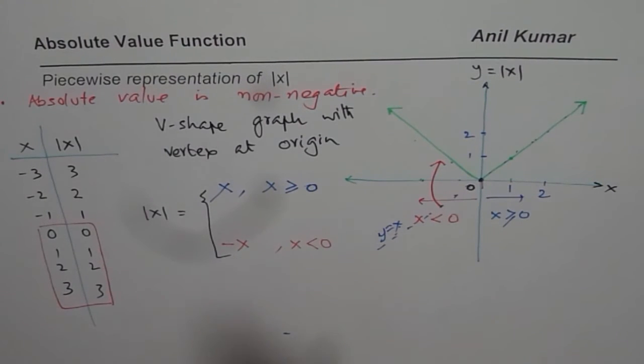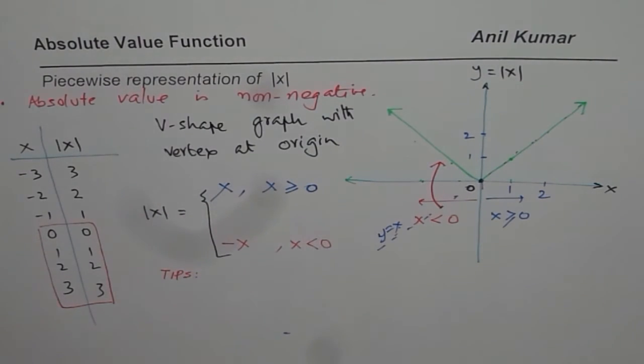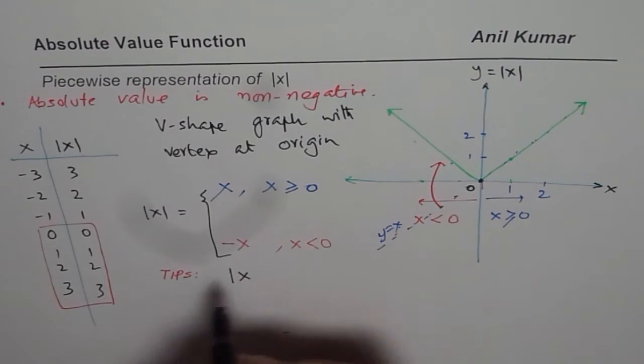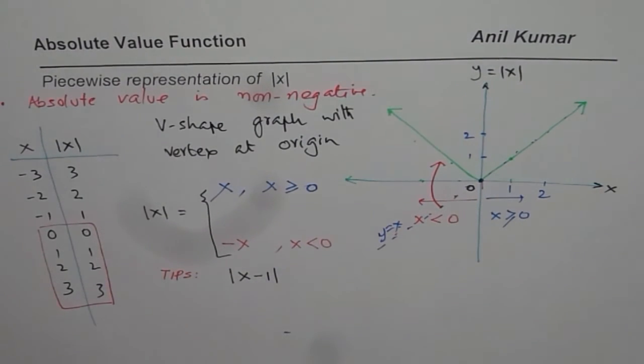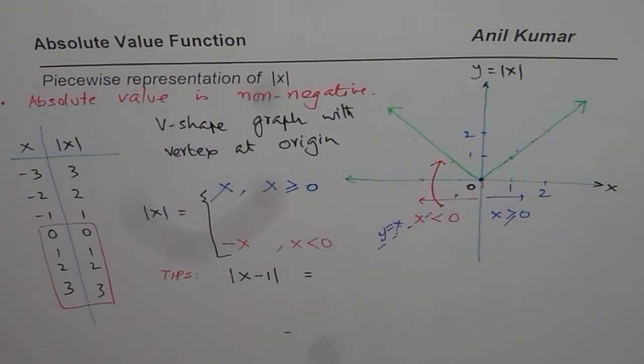Now here is a thinking question for you. You need to represent the given function as a piecewise function. The function now is translated one unit to the right. If I give you this function, absolute value of x minus 1, how are you going to represent this as a piecewise function? You can pause the video, think about it, and then look into my suggestion. Well, let's try to do it.